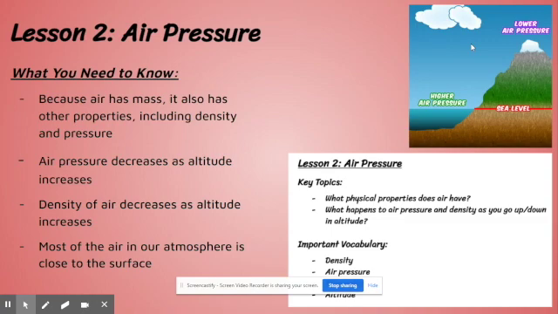You need to know the different properties of air. Because air has mass, it also has other properties, including density and pressure. You need to know that air pressure decreases as you go up in altitude. So if you climb a mountain, there'll be less air above you, meaning that the air pressure will be less. Also, air density decreases as you go up in altitude.